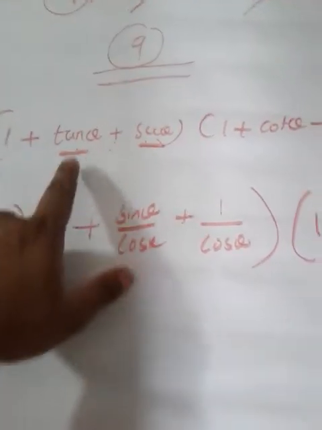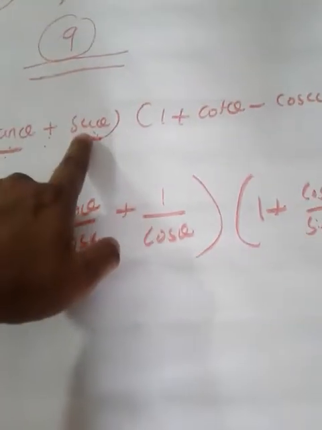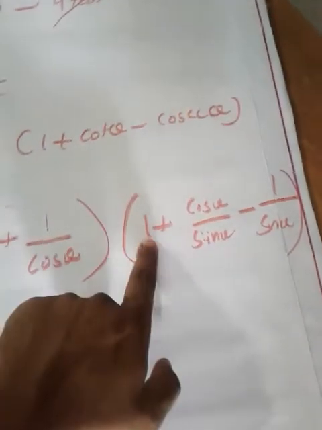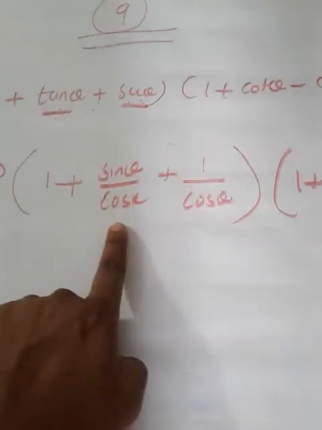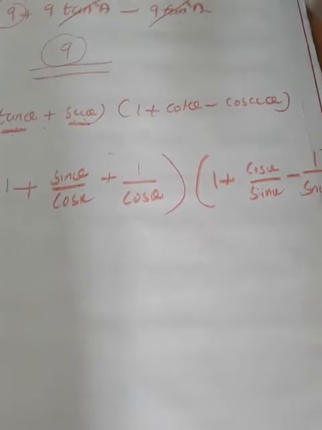So 1 plus as it is, tan becomes sin by cos, instead of sec 1 by cos, and 1 plus as it is, instead of cot cos by sin, instead of cosec 1 by sin. Now you see the denominator becomes the same. If the denominator is the same, we know how to add and how to subtract rational numbers.